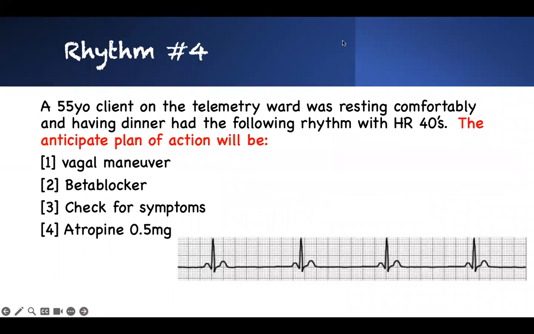Number 4. What do we have? Same thing, right? The anticipated plan of care will be what? They did not say select or apply. That means one single answer. And what is the question?